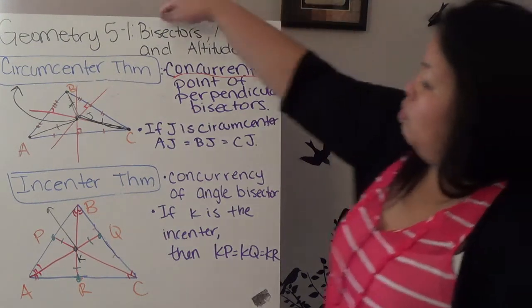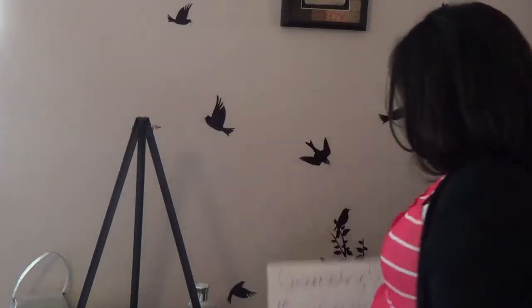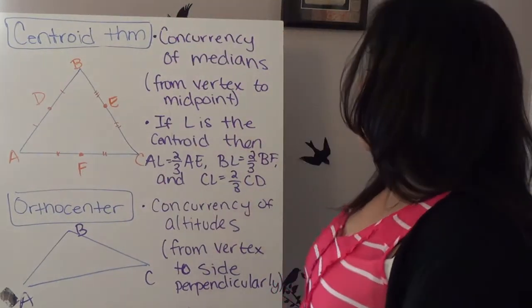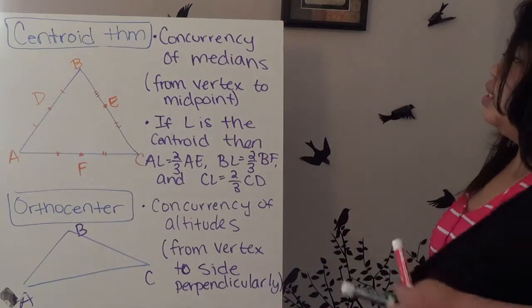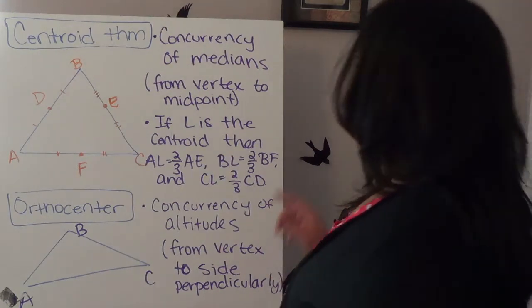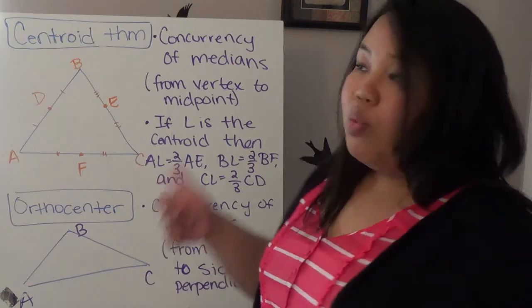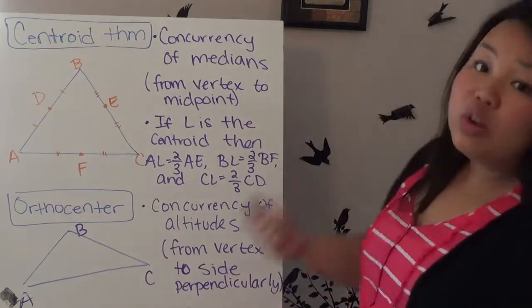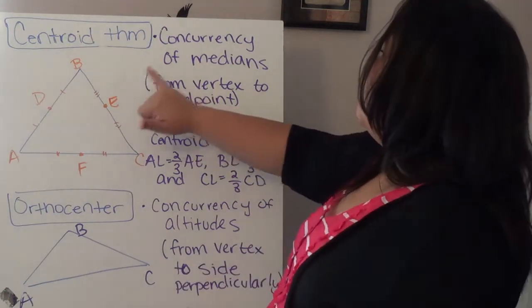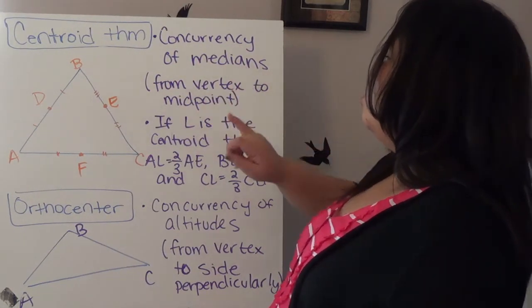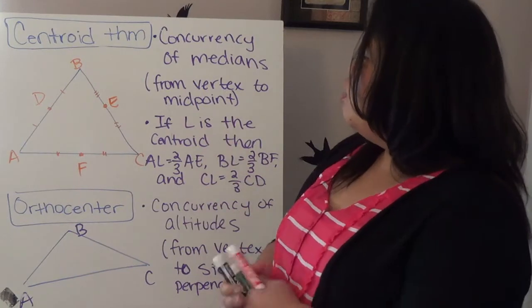So, don't forget to go ahead and copy that down, pause it, in the vocabulary. We have 2 more. One is a theorem, one is just for informational purposes. This one is the Centroid theorem. So far we've had the circumcenter, which is where the perpendicular bisectors meet. We have the incenter, which is where the angle bisectors meet. The centroid is the concurrency of a median. And the definition of a median you should have is from the vertex to the midpoint.